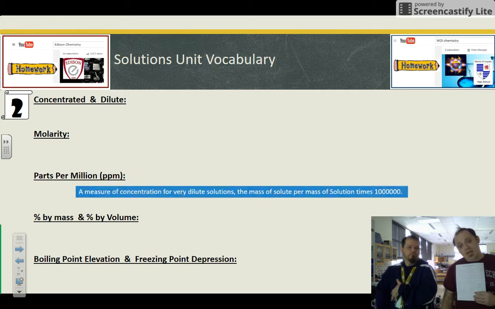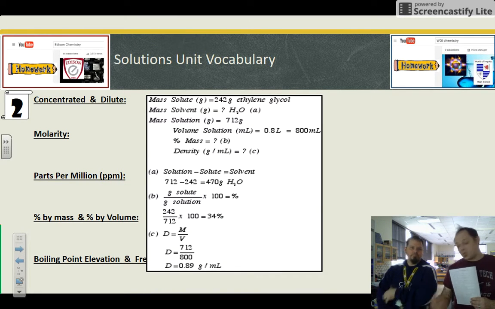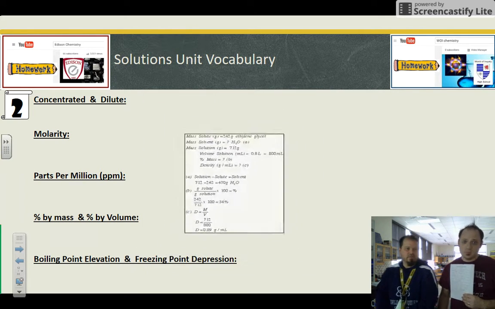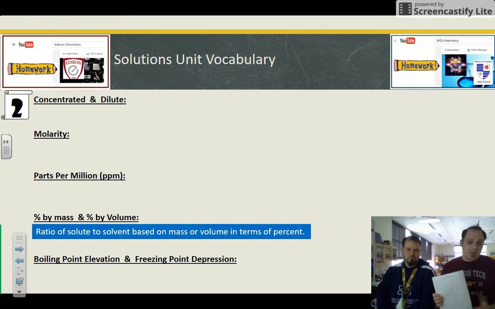Now, the other way to measure concentration is with percent. Just like we do percent on your tests, you can do percent with mass or volume as well. Percent by solution is right there, and there's a little example. It's a ratio, solving the basic mass per volume in terms of percent.